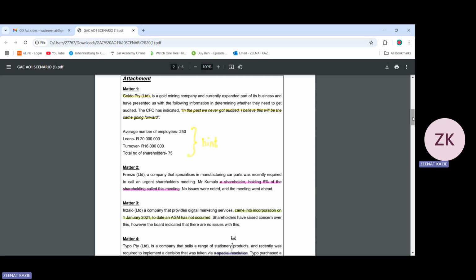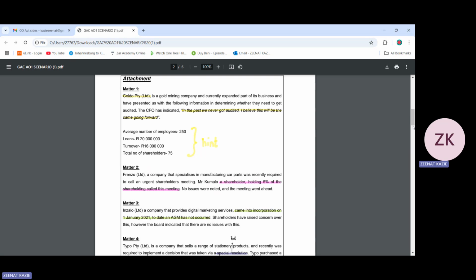So what's the issue in this matter? It's that they believe they will not need to be audited going forward. What does the Companies Act say? The first thing you're going to do is calculate the public interest score. When you calculate the public interest score, you're going to see that it is over 350. And remember when we started off, we identified that it is a private company. What does the Companies Act say about a public interest score and a private company? If your public interest score is over 350 for a private company, you need to be audited. And here the CFO is saying you don't need to be audited.